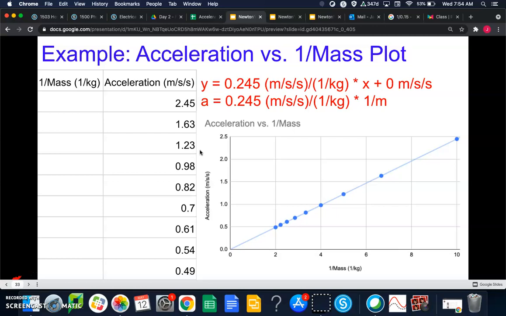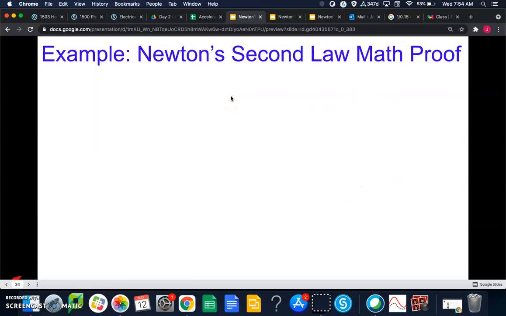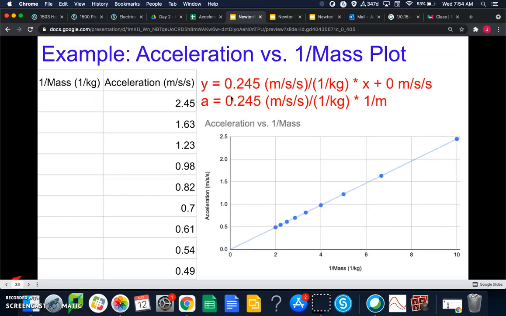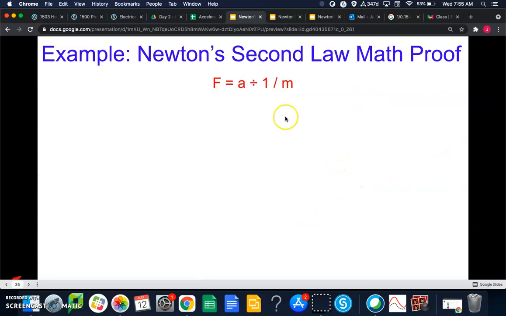So what we're going to show is that this slope right here is the force, on the next slide. And so we're going to do a little proof to show that. If we look back at this slide, we can tell that whatever this value is, it's the acceleration over 1 over the mass. Now, I'm kind of giving away the end here. We're going to show that this is equal to force, and we're going to do that using Newton's second law. So acceleration over 1 over mass.